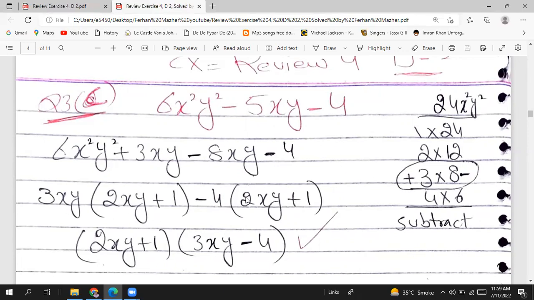When you look at this term and this term, the bracket 2xy plus 1 is common. So take that common. From here, you are left with the 3xy. From here, you are left with the minus 4. And this is how to do the factorization of question number 3, C part.